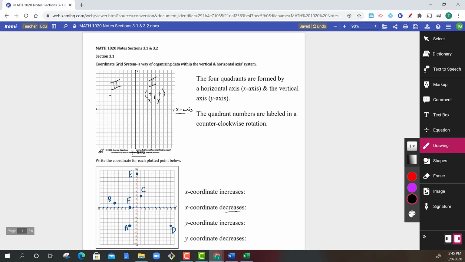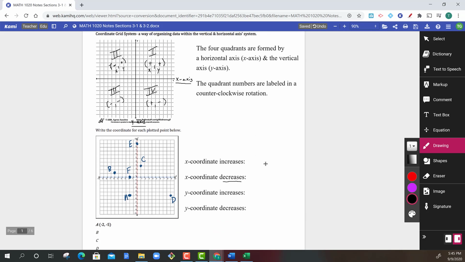So quadrant number 2 is in the top left corner. Here, X is negative and Y is positive. Bottom left is quadrant 3. Both variables X and Y are negative there. And quadrant 4 in the bottom right, X is positive while Y is negative.